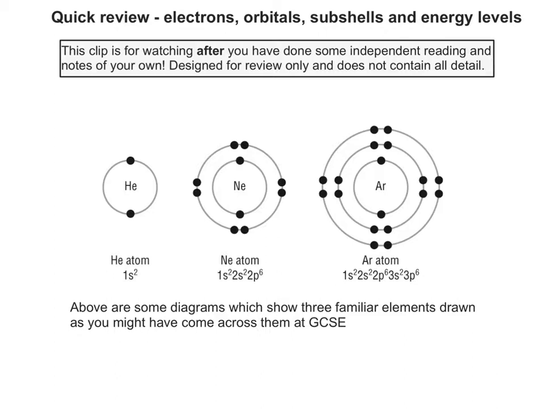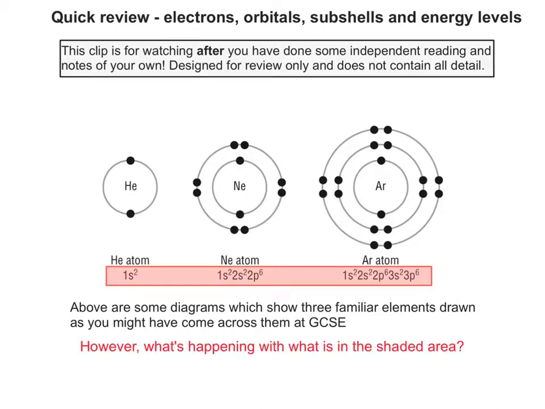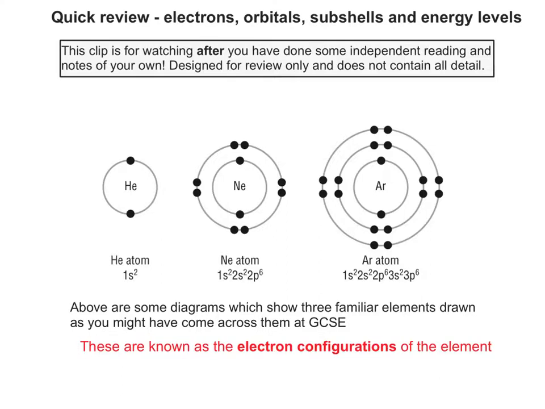But you might have also spotted that at the bottom of each is a new way of writing it out. So what we'll attempt to do is start to answer what's going on in the shaded area. These are called the electron configurations of the element.